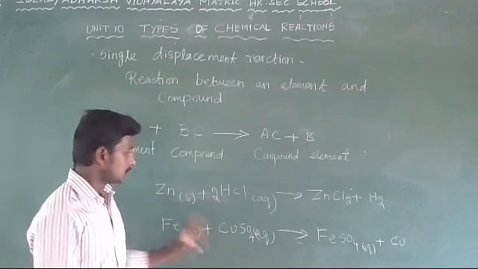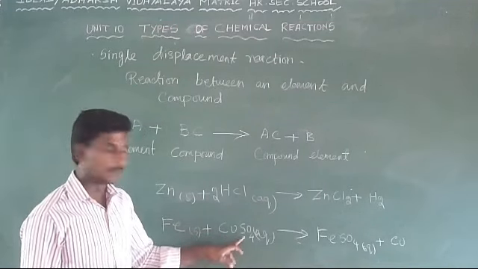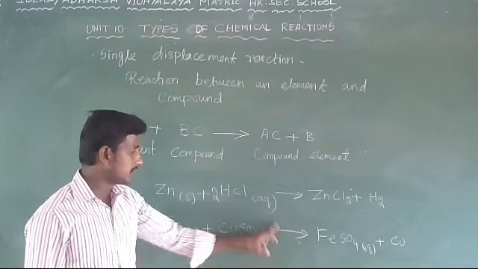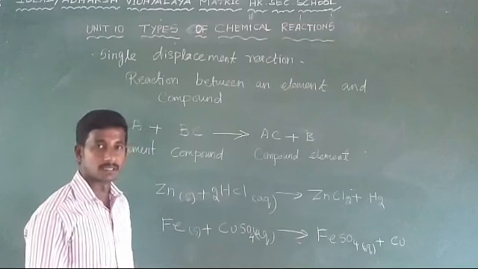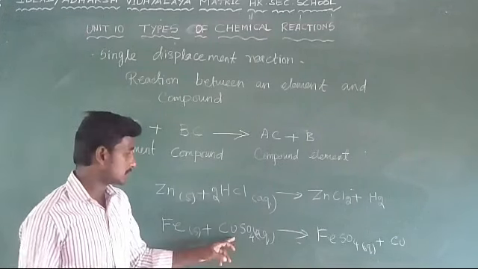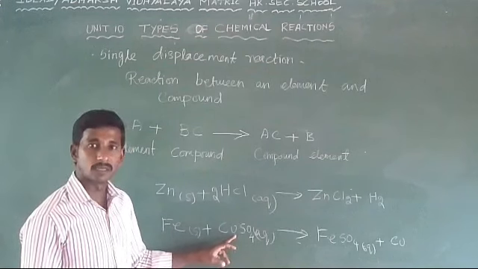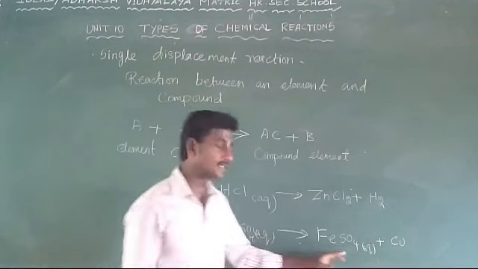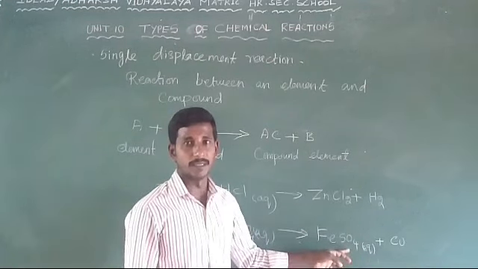When iron is kept in copper sulfate solution, the blue color copper sulfate solution changes to a reddish brown color because of the formation of iron sulfate.